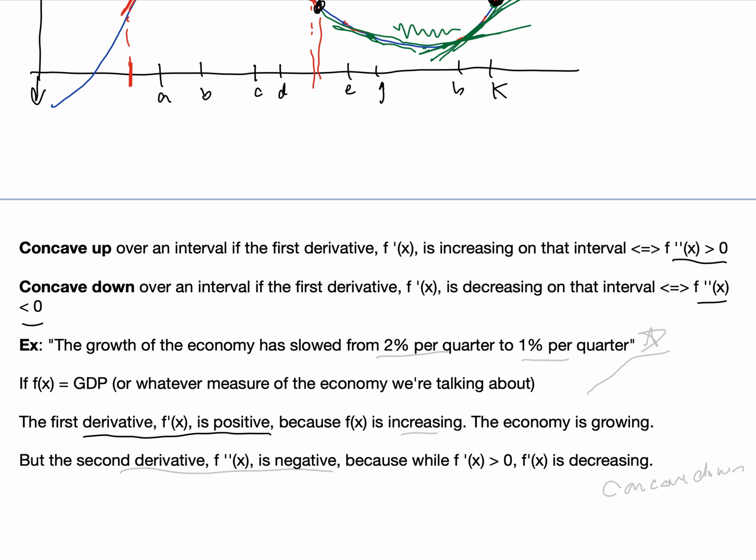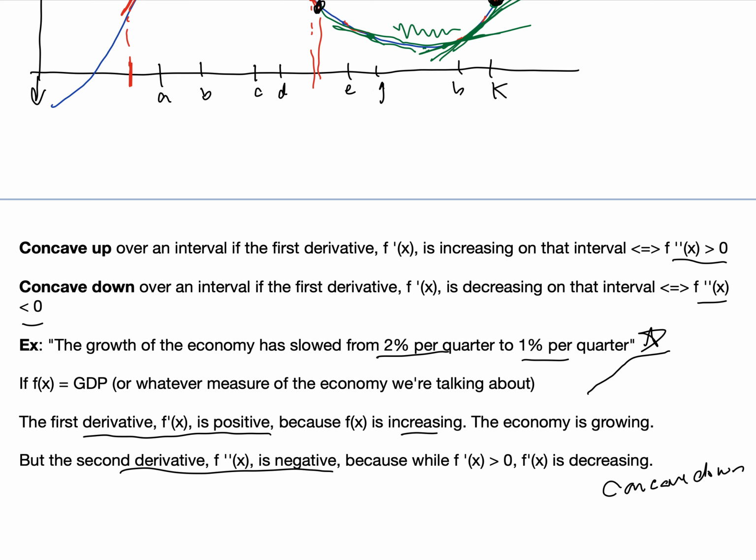But in this situation, where the growth of the economy has slowed from 2% per quarter to 1% per quarter, the second derivative would be negative because while the first derivative is positive, the first derivative is decreasing. So the rate of change, which is positive, has decreased. So it was growing at 2% per quarter, and now it's growing at 1% per quarter. So it's concave down. So again, this function is increasing and concave down in this scenario of the growth of the economy slowing from 2% per quarter to 1% per quarter.